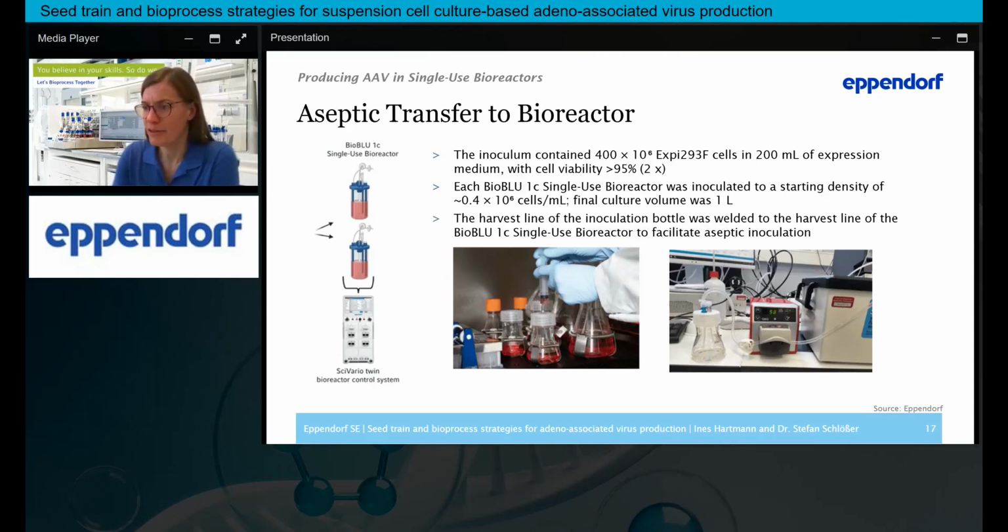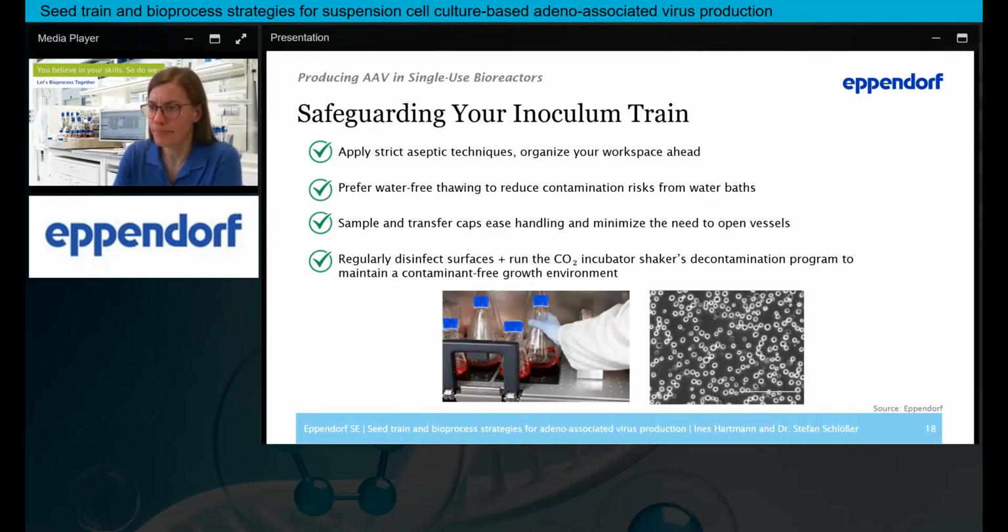And if you have small inoculums or just want samples, on the left-hand side, oh yes, I have an animation. Also, this allows for quick sampling. The sampling caps are handy to allow aseptic and quick sampling.